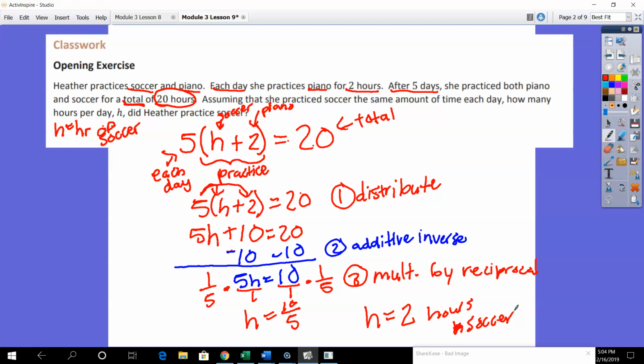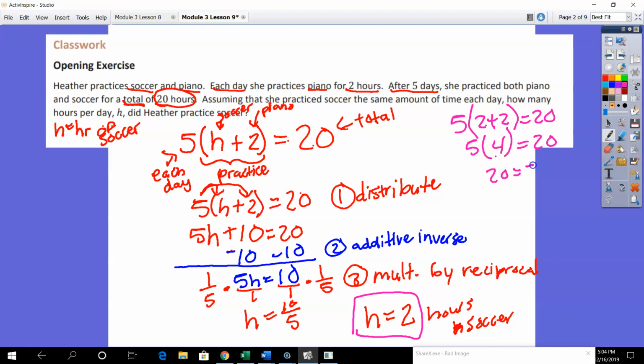Let's double check, does that make sense? So in previous ones we were looking at solutions. So instead of the H, if we say H equals 2, this is our solution. Then that means if we plug it in, instead of an H, we're going to put in a 2. 5 times (2 plus 2) equals 20. We need to make sure. So 2 plus 2 is 4, doing the parentheses first. And then that's showing multiplication. 5 times 4 is 20. So 2 was a very good solution. Okay.